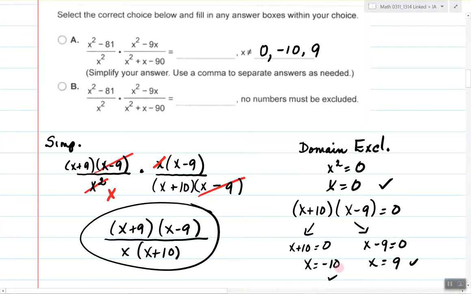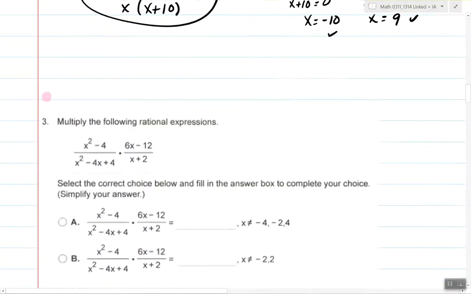This is my simplified answer. These three are my domain exclusions, so I will have x plus 9 times x minus 9 over x times x plus 10. Leave that in factored form. Don't multiply it out. So you can see there's quite a bit of work involved in these problems. Lots of factoring. Let's look at the next one.